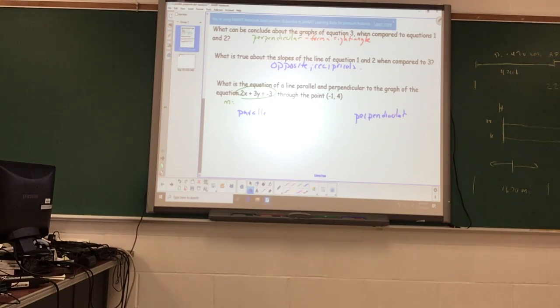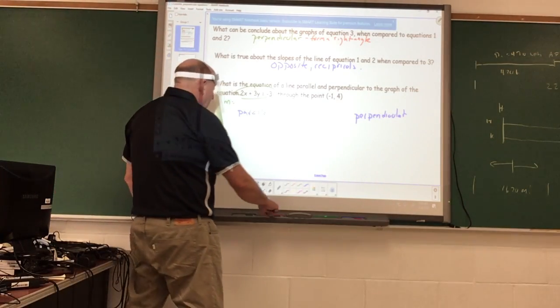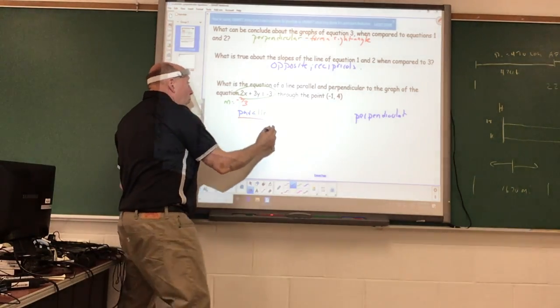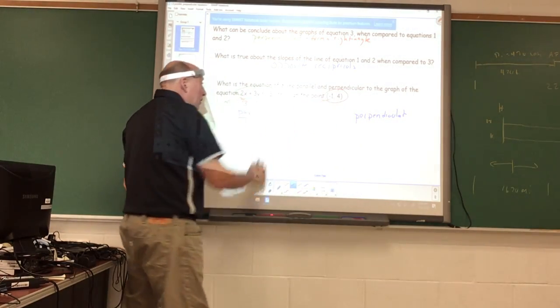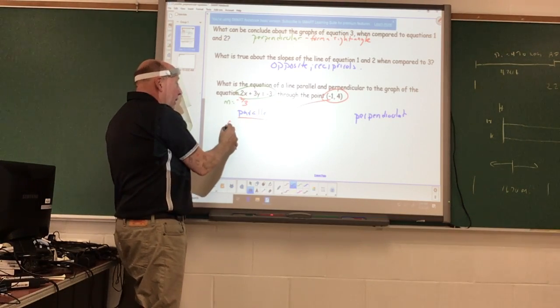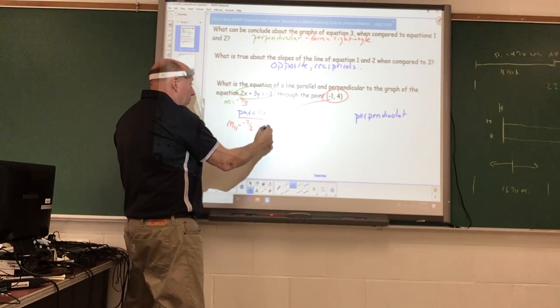Good. Put in y equals mx plus b form. Subtract your 2x over, divide by 3. Olivia, what did it come down to for a slope? Y equals... So what's our slope? So negative 2 over 3 is our slope. So we now need to be parallel to it through this point. So my slope parallel is going to be negative 2/3, and I'm going through the ordered pair negative 1, 4.